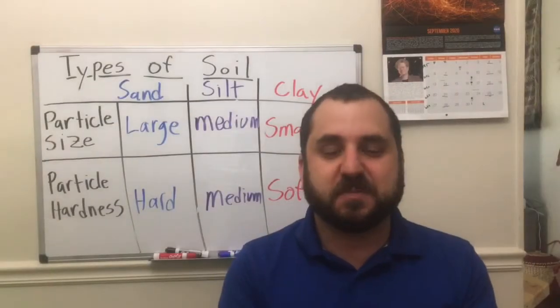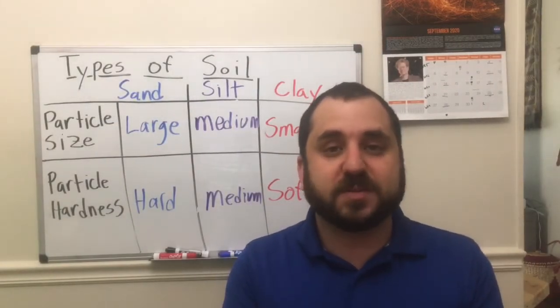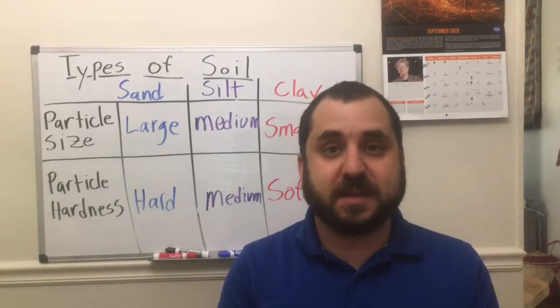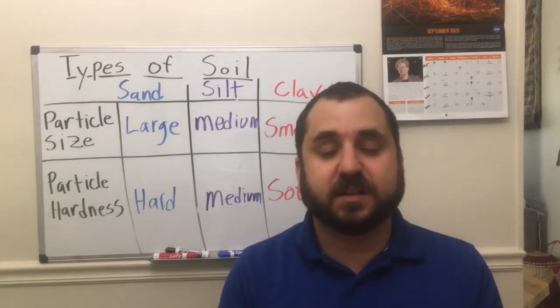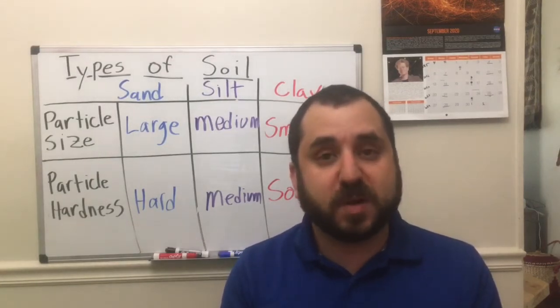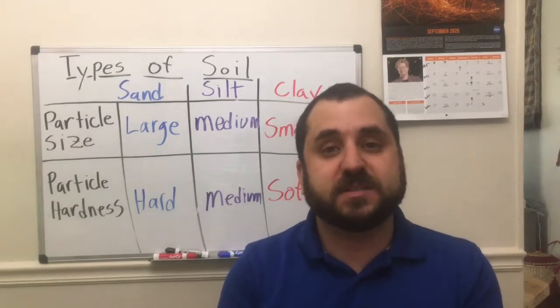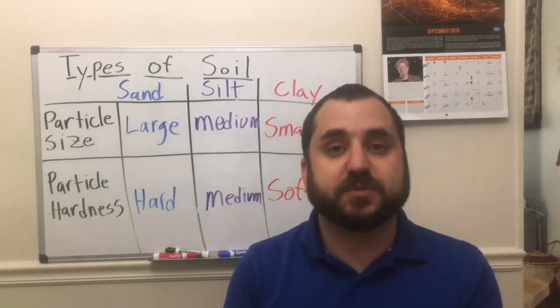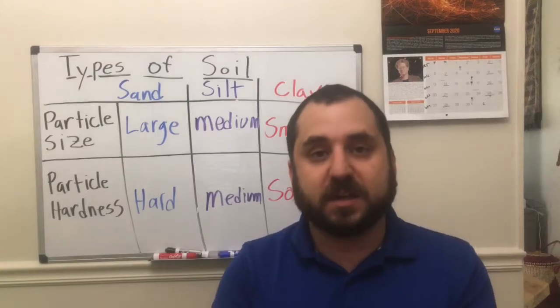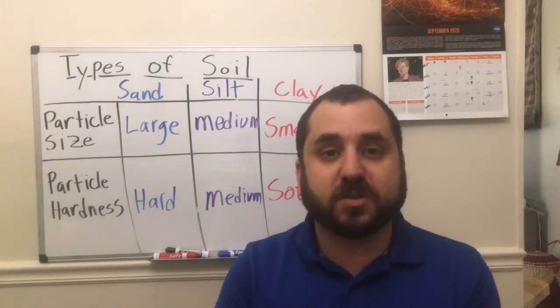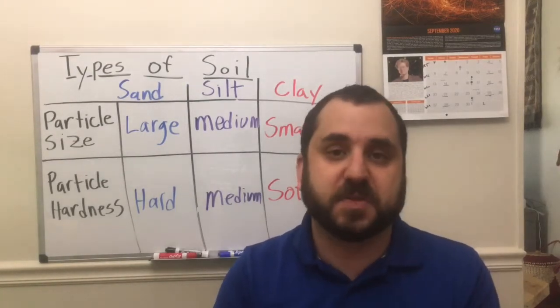Hello learners, welcome back. Today we're going to finish talking about the three main types of soil: sand, clay, and silt. If you remember from last time, each of these different types of soil has some different properties, namely in the size of their particles and the hardness of their particles.